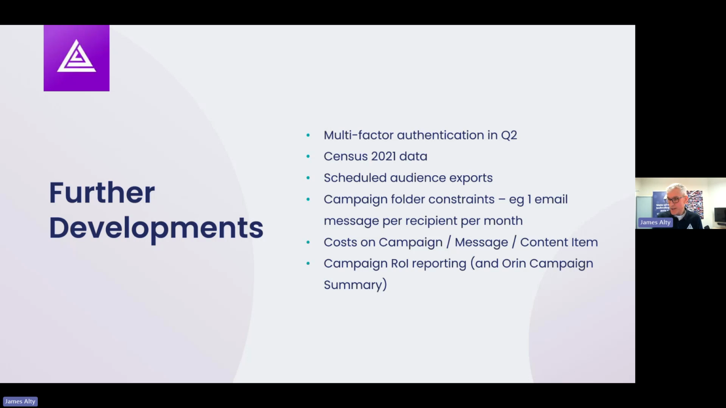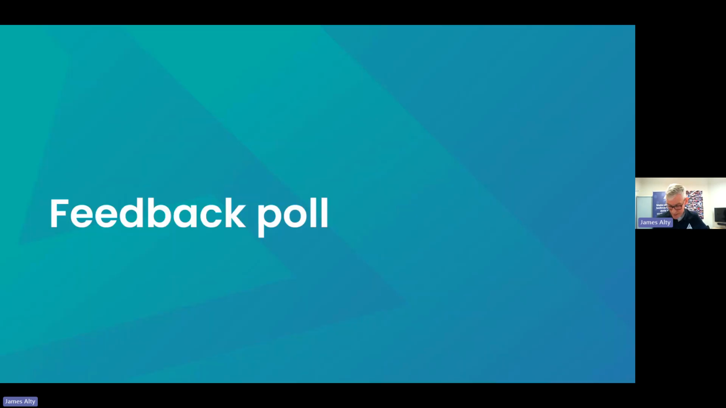I've mentioned multi-factor. We have various other developments. We've got the census data available for you. We've got scheduled audience exports coming. We've got campaign folder constraints coming, so you can say 1 email per month per campaign folder, for example. We've got costs coming on campaigns, so that you can get better marketing effectiveness reporting straight out of Orbit, and you will be able to get Orin to give you a campaign summary, which we showed somewhat at the end.